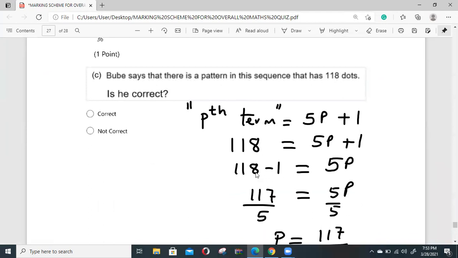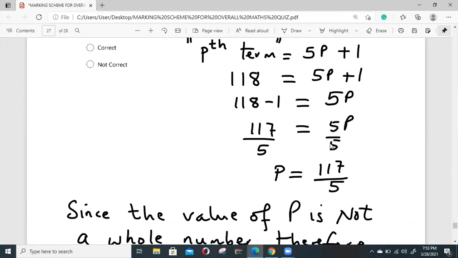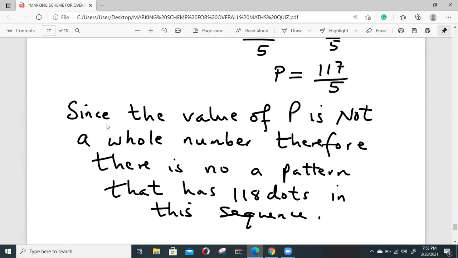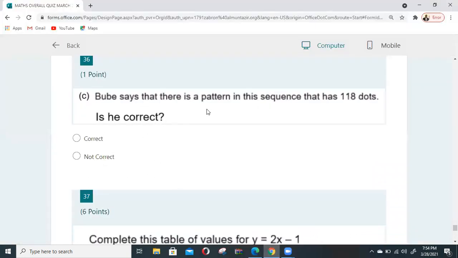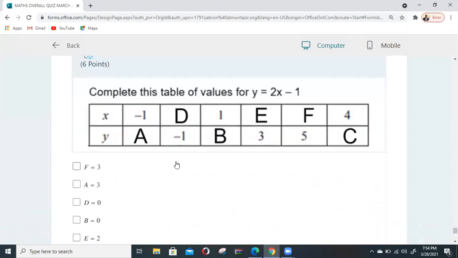Positive 1 goes there, it will be 118 minus 1. When you subtract that and divide by 5 on both sides, you're going to get p equals 117 over 5, which is not divisible, of course. So since the value of p is not a whole number, because this fraction is not divisible, therefore there is no pattern that has 118 dots in this sequence. So what's the answer? Bube says that his pattern has 118 dots. Is it correct? No, not correct at all. So take that, not correct.